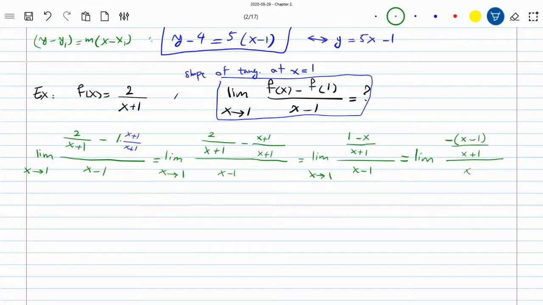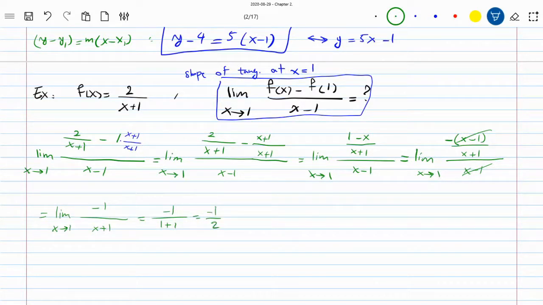Why did I do that? Because I see similarities now between the numerator and the denominator. I can cancel out these two terms. So what do I have? I have limit negative 1 divided by x plus 1 left. There is nothing else left. Numerator, there is negative 1, denominator x plus 1, as x approaches 1. If you replace x with 1, you will get negative 1 divided by 1 plus 1, which is negative 1/2.